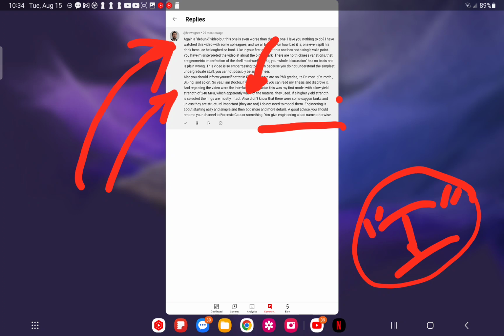I figure he can grammatically say I. He's got his doctorates, right? So you know a little bit of grammar, and then you're going to tell me, well, they don't say I in Germany. Hell, that might be true for all I friggin' know. But he's writing the language. Okay. Also, I'll add it, didn't know there were some oxygen bottle tanks. Unless they are structurally important, they are not. I do not need to model them.